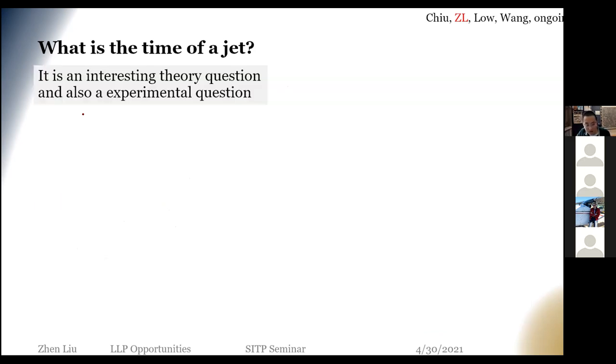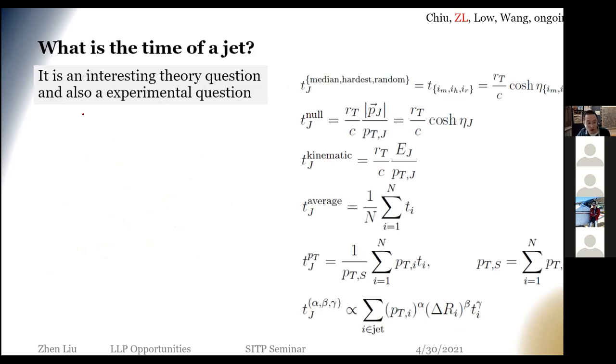Good, so it's a very conceptual problem. It's an interesting theory question, okay? That we haven't defined this quantity. And it's also an experimental question, right? So theoretically, we have many choices, okay? We can define the jet time as the median jet time, once I define the jet, or the hardest component time, or a random component. They pick up different behaviors of the jet.